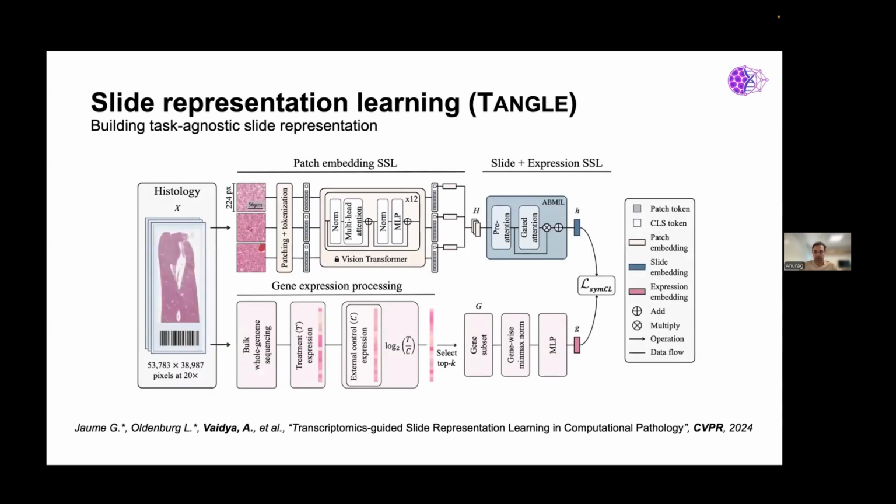To validate this approach, we published a paper in CVPR called Tangle, in which, in a very simple manner, we had a patch embedding SSL module. So this is your traditional stage one, encoding your patches into a smaller dimension. And then you have a gene expression module, which was taking the gene expression data from these same tumor samples, compressing them to a smaller dimension. And then we would take the slide representation and the gene expression modules, and just apply a simple InfoNCE loss, which is taken from the CLIP paper.